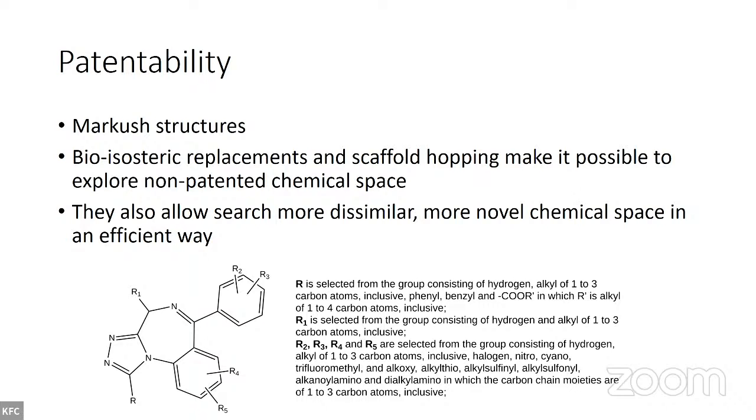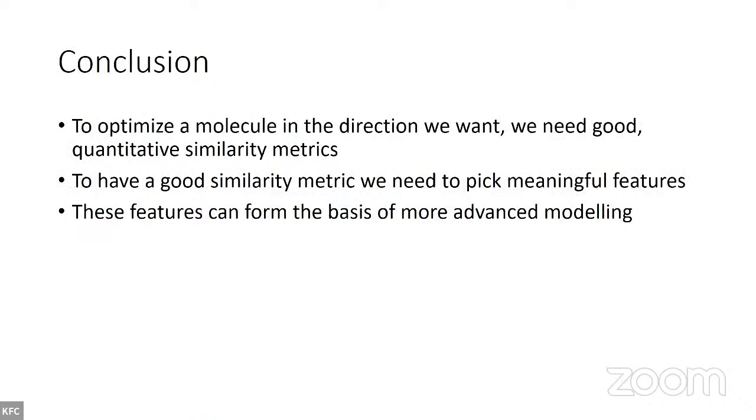So this concludes the lecture, I went 2 minutes over time. So let's think about the take-home message. If you want to optimize a molecule in the direction we want, if you want to get nice actives, no toxicity, good properties, we need very good quantitative similarity metrics. To have them good, we need to pick them in a really meaningful way, which is a really complicated task. And then finally, these features and this similarity can form the basis of more advanced modeling, which we will be talking about more today. Thank you.